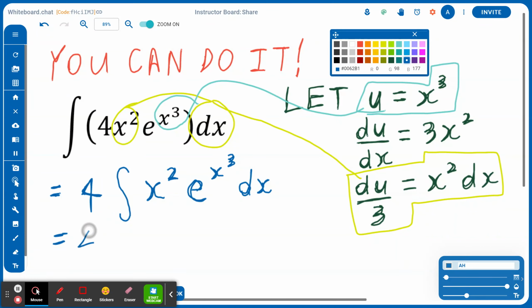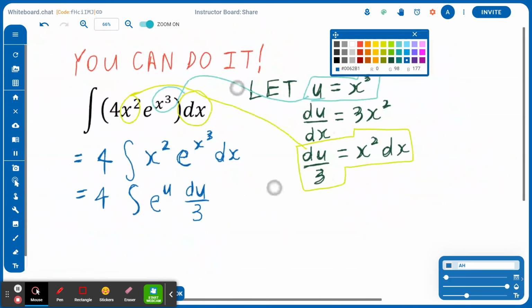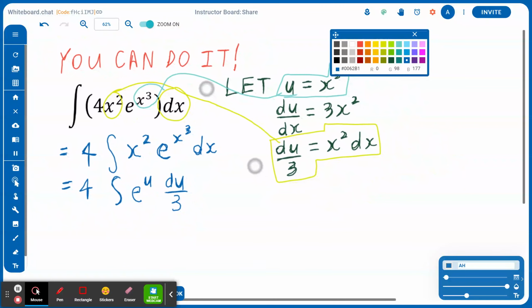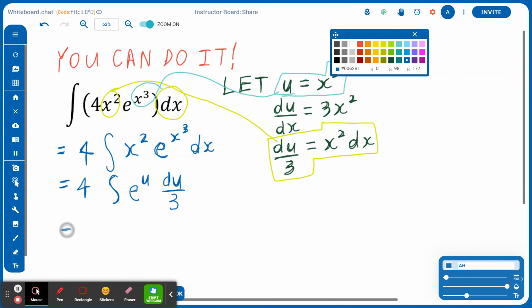We write this as 4 times the antiderivative of, instead of writing x squared dx, it's going to be du divided by 3. And instead of writing e to the power of x cubed, it's going to be e to the power of u. Now, you know this because we've done a bunch of examples prior to this video. You can always go back and watch the other ones. Now, we can go back and find the antiderivative.